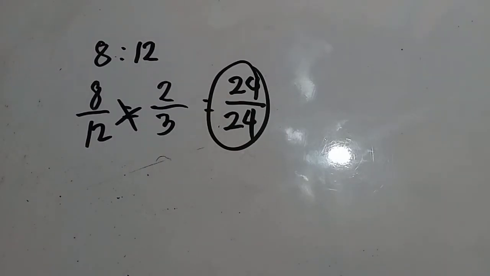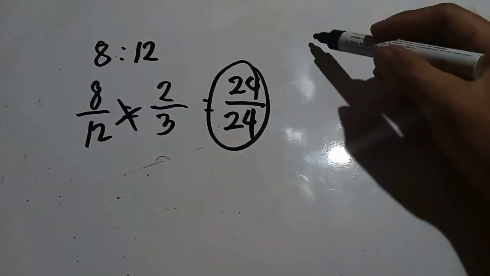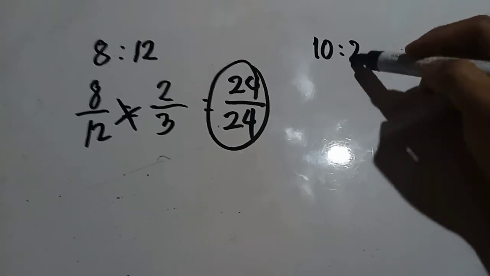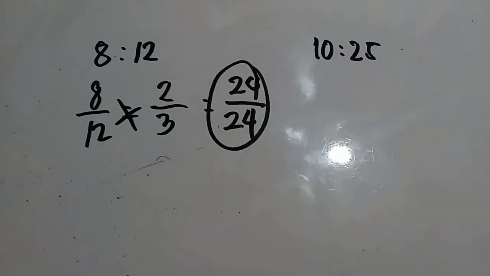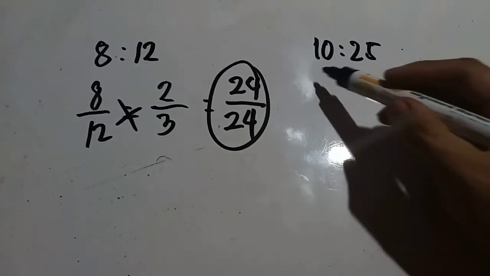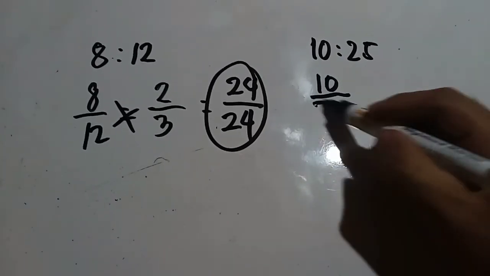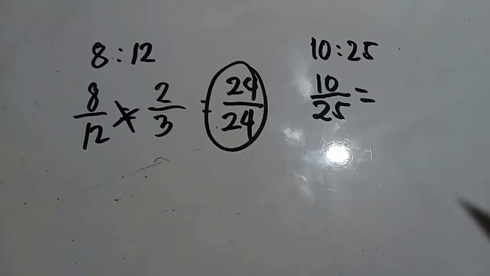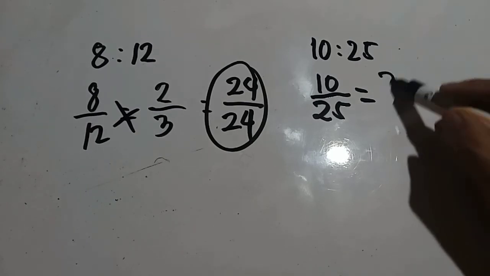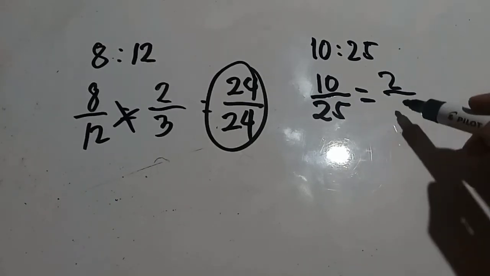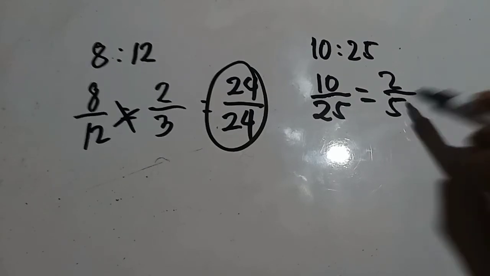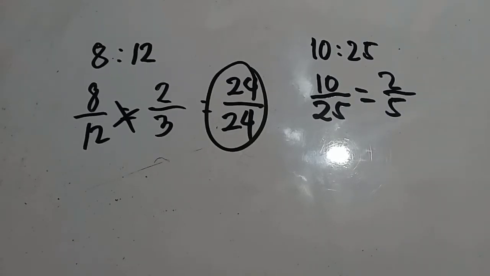Okay, next example. 10 is to 25. So, in simplest form, gawin natin fraction. 10 over 25 equal, anong common nila? Okay, by 5. So, 10 divided by 5, that is 2. 25 divided by 5, that is what? 5. I-check natin kung ang ating dalawang ratios are equal.